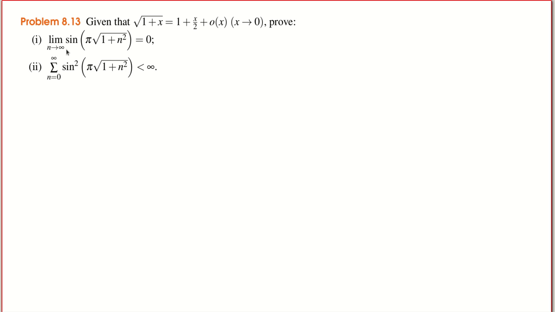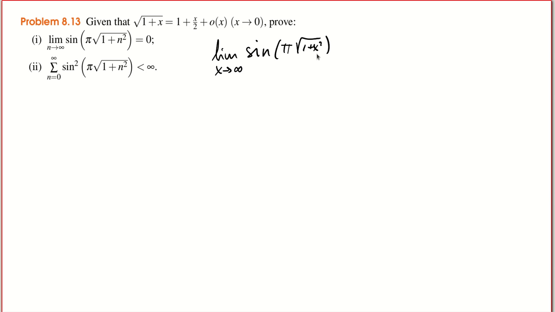We have here first one limit to calculate of a sequence, and in the second case we have to prove that this series is finite, is convergent. The key point of this problem is that if you simply try to evaluate this limit as if this was a continuous variable, just a function, right? Well, this limit does not exist.